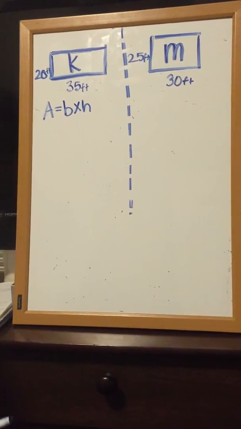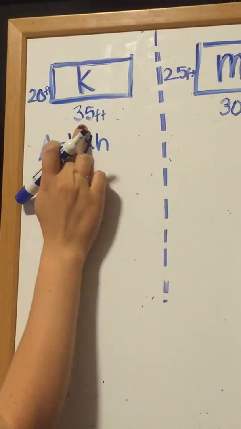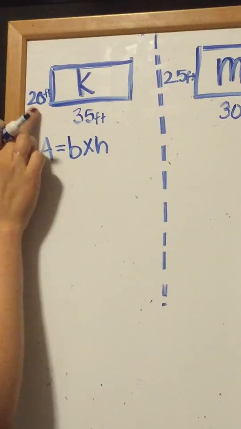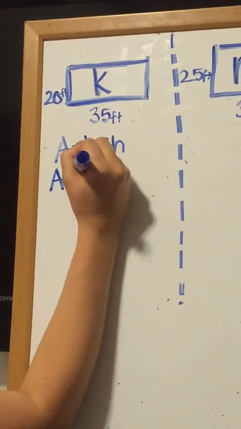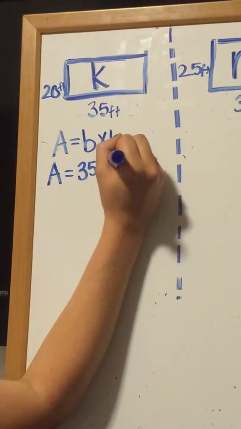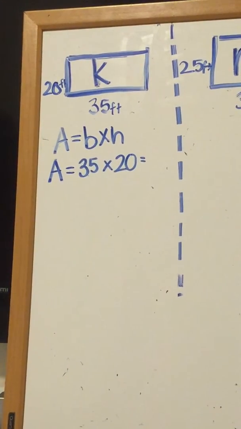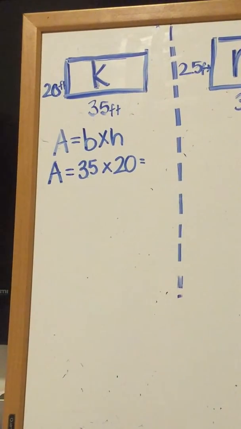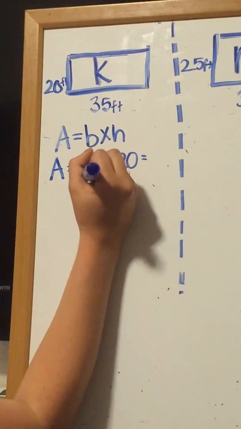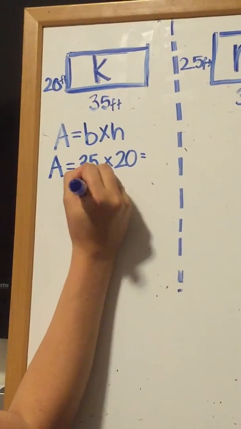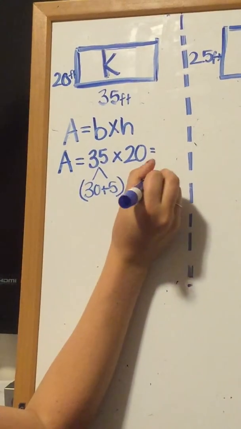Let's start with Carl's garden. The base of his garden is 35 and the height is 20. So the area of Carl's garden is 35 times 20. Since 35 and 20 are hard to multiply, we are going to break the 35 into 30 plus 5 times 20.